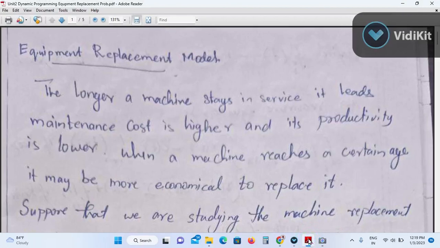The longer a machine stays in service, the higher its maintenance cost and the lower its productivity. When a machine reaches a certain age, it may be more economical to replace it. Right? So maintenance cost will be more when we operate the machine for a long period, and the productivity is also getting less. So in that situation, we have to take a decision on whether we keep the machine or entirely replace it. That is the thing.